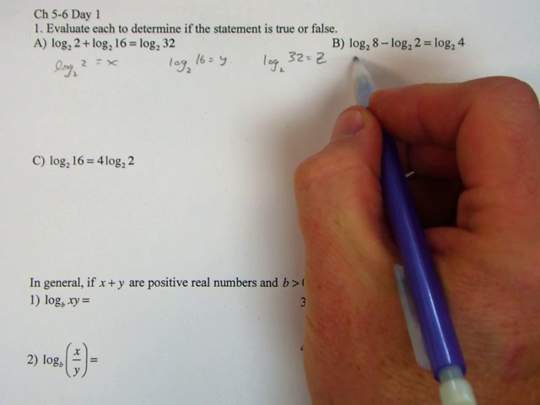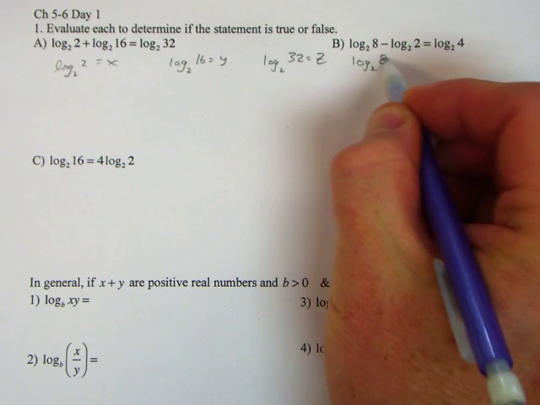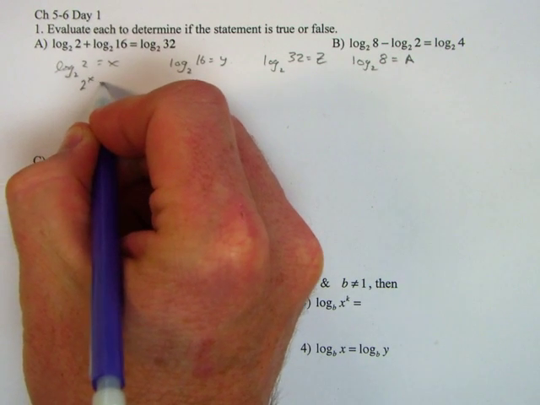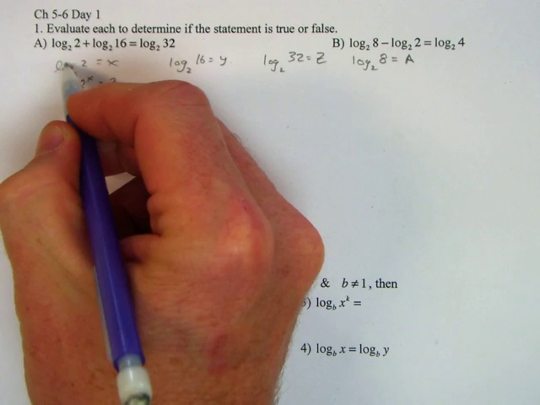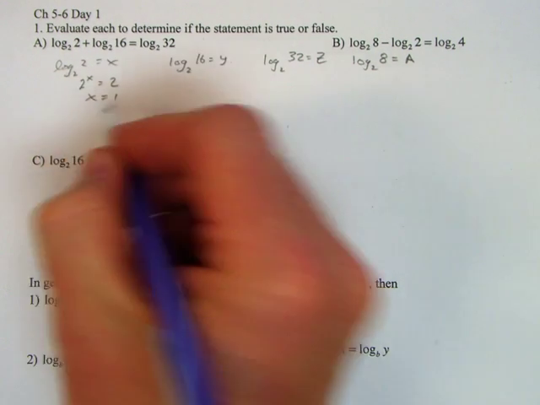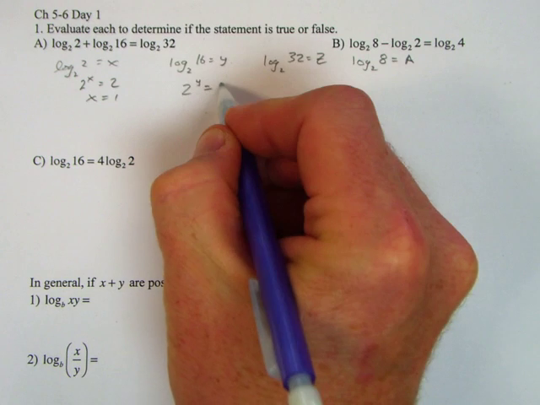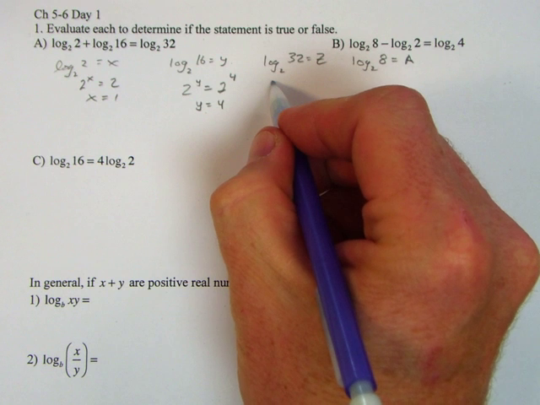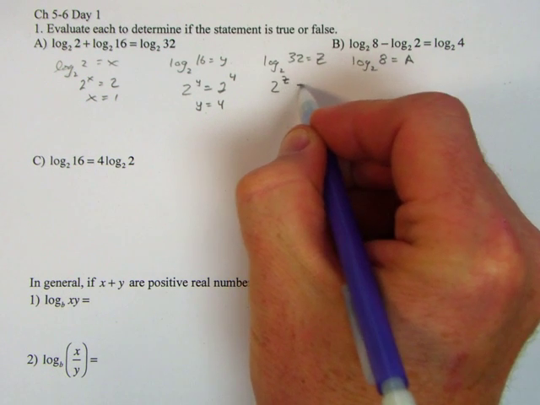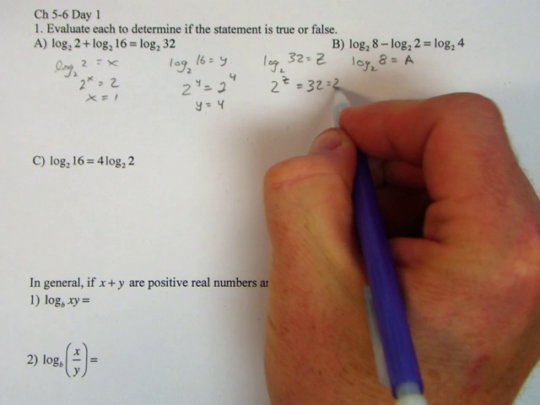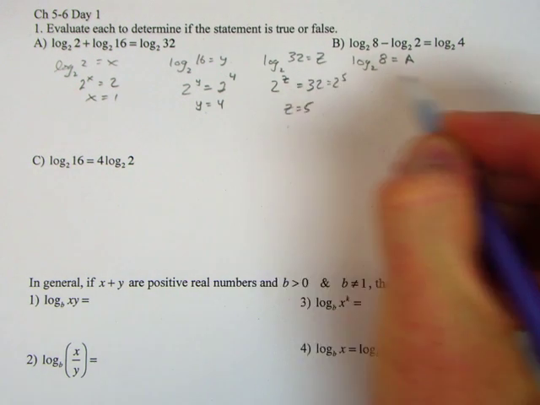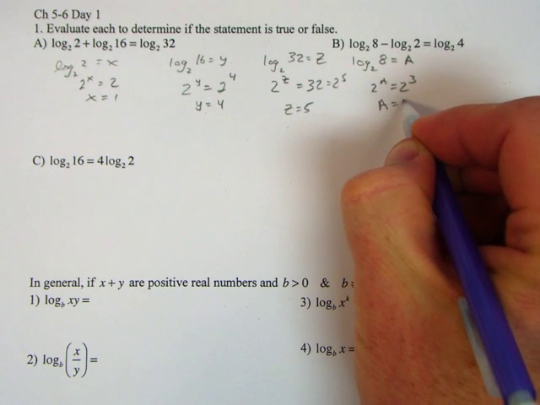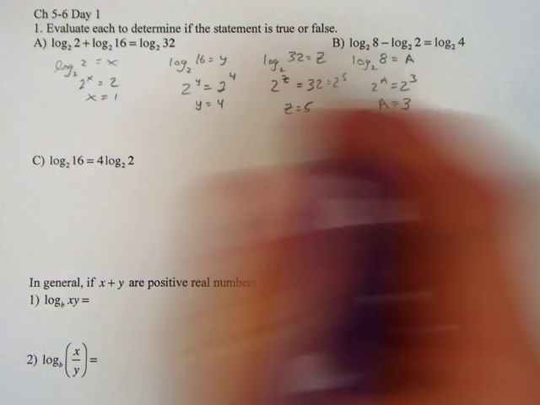And then we're going to have to do some other one for this one over here. We'll go log base 2 of 8 equals a. So over here we have 2 to the x equals 2. X equals 1. Log base 2 of 2 is 1. 2 to the y equals 16, and 16 is 2 to the 4th. So y is 4. 2 to the z equals 32, which is 2 to the 5th. So z equals 5. 2 to the a equals 2 cubed. So a is 3.